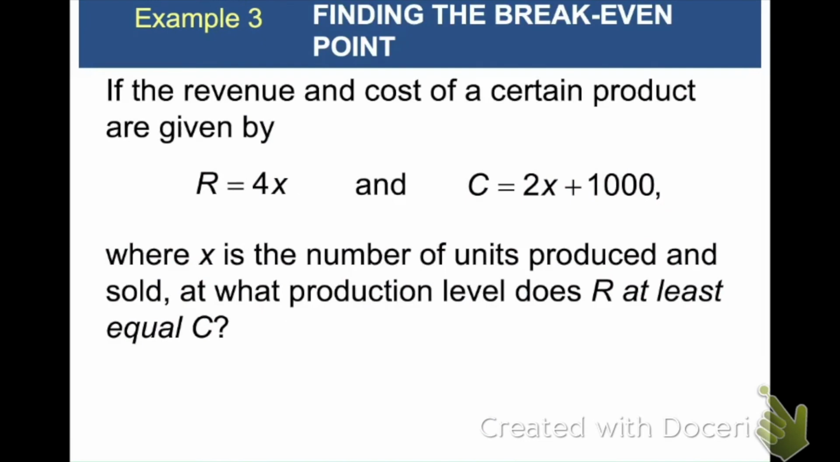Example 3, finding the break-even point. If the revenue and cost of a certain product are given by these two equations, where x is the number of units produced and sold, at what production level does R at least equal C? Okay, so we're going to be comparing R and C. We want R to be at least equal to C. So R could be bigger than C, but we don't want it to be any smaller than C. So we want our sign to go this way. And I'm putting an or equal to on here because R could be equal to C.